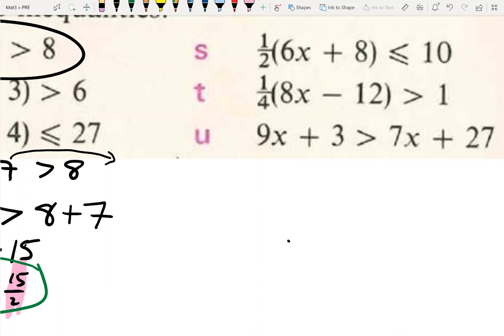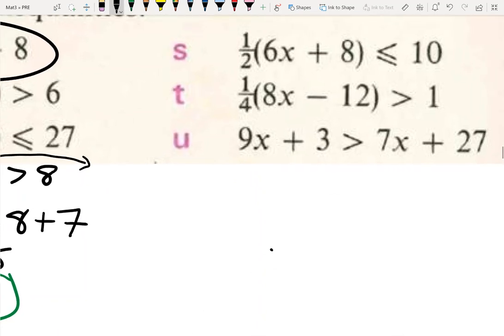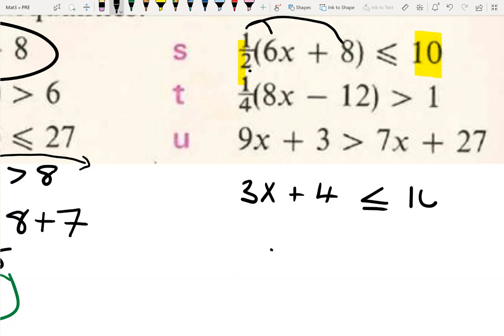So we have a choice: distribute in the half, or multiply the 2 up by the 10. Either will work. In fact, distributing in the half is better because it brings the numbers down smaller, but there's very little in it. It does distribute in nicely, so we will get 3x plus 4. That's multiplying half by this and by this. That's distribution of a half is less than or equal to 10. Now the half does not go into the 10, it only goes into the bracket.